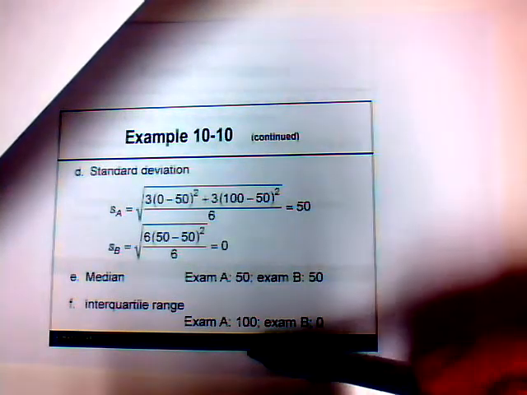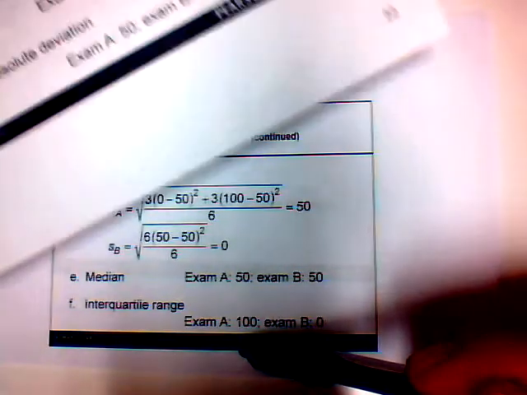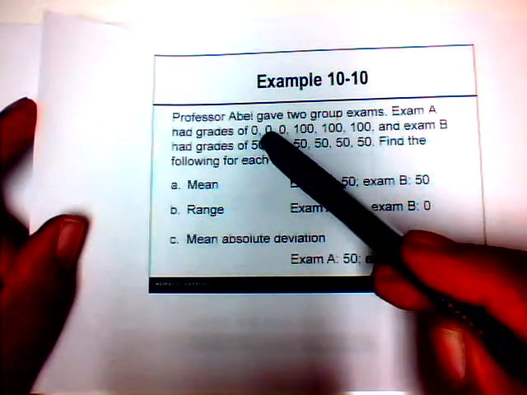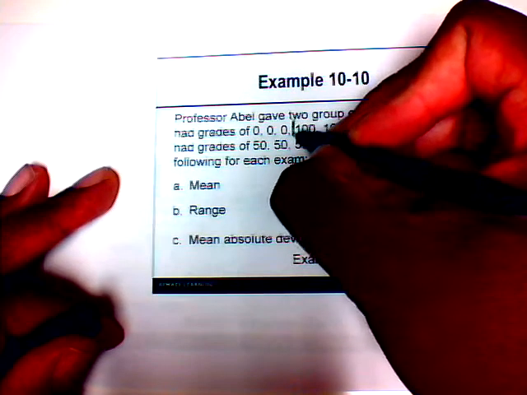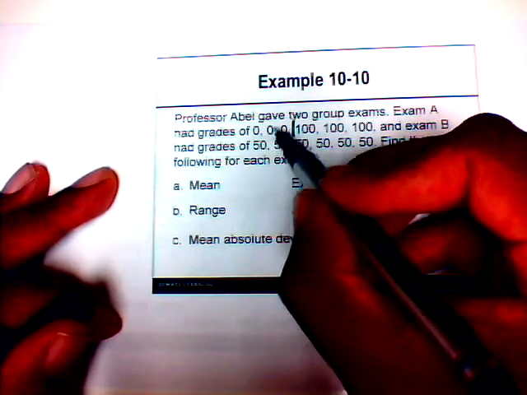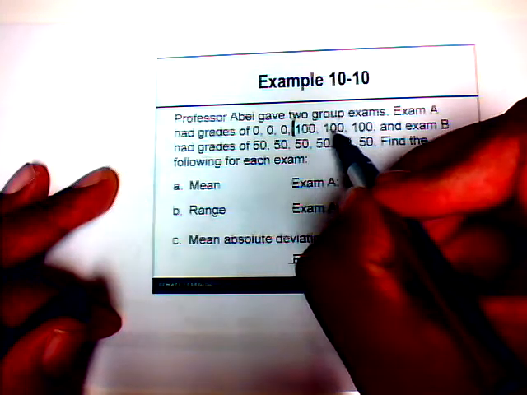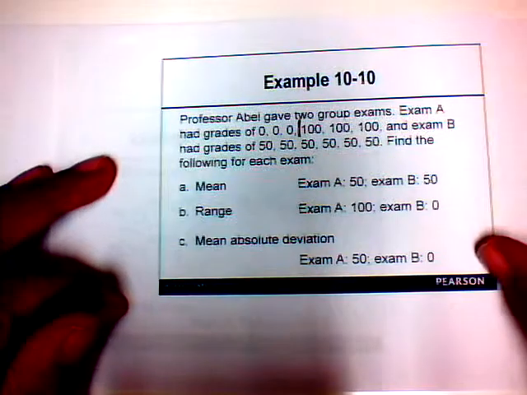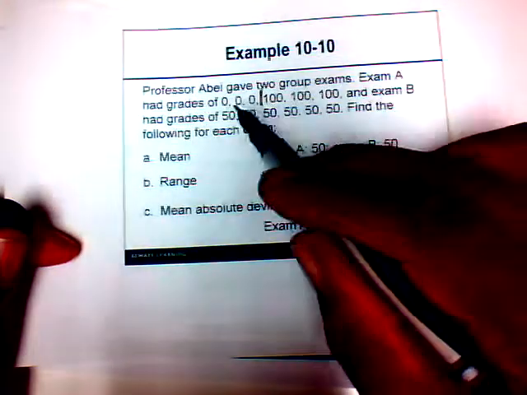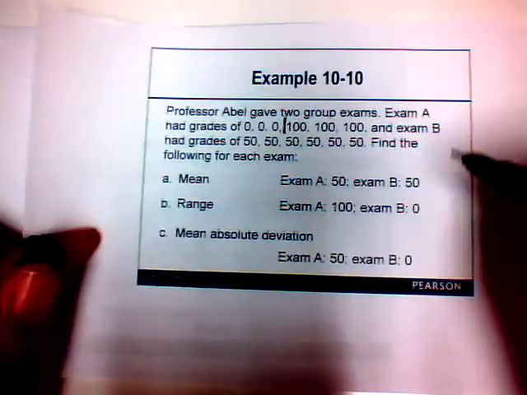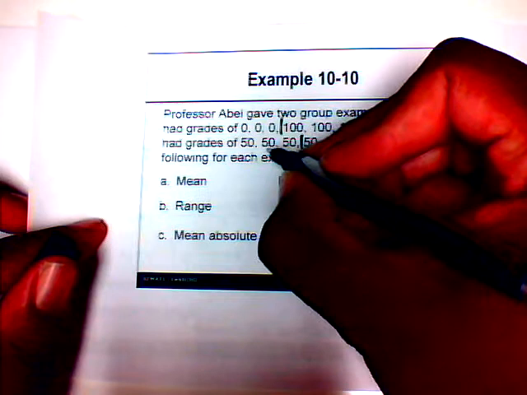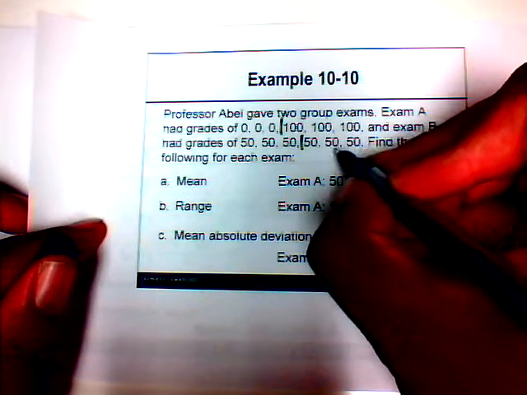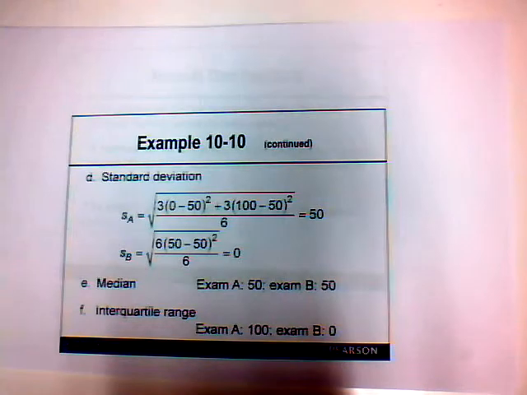Okay, and then they computed the interquartile range. Let's say for exam A, if you split this in half, this bottom half has a median of 0. This upper half has a median of 100. So 100 minus 0 will give you 100. And then for exam B, split this in half. The bottom half has a median of 50. The upper half has a median of 50. 50 minus 50 is 0. So the interquartile range there is 0.